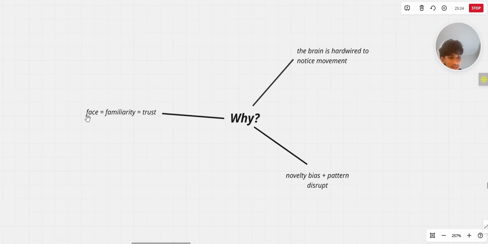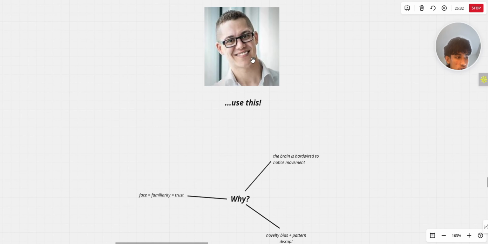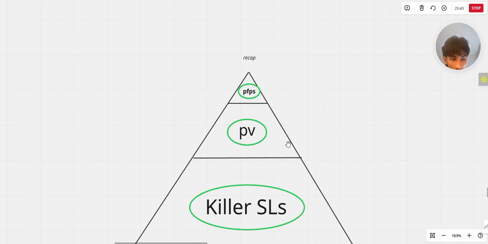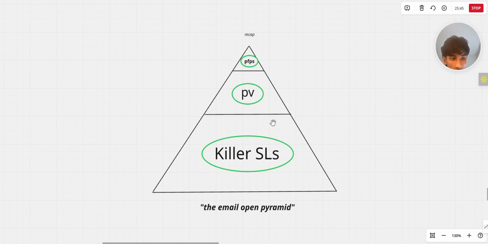But the fact that your face is tied to that is going to build so much familiarity with people, and you're going to be able to actually build trust with people simply by using a profile picture. Just a profile picture. Can you imagine? Just using a profile picture, you're going to be able to build more familiarity and build trust. Crazy, isn't it? And that is the entire email open pyramid.